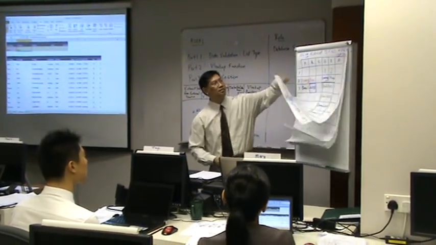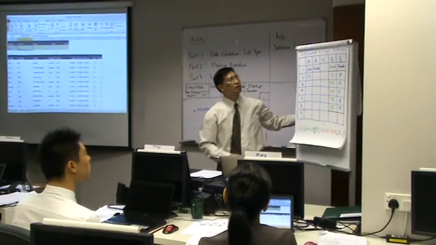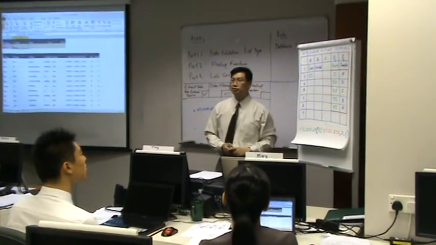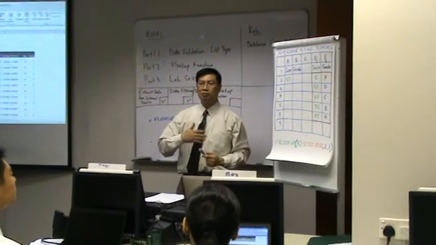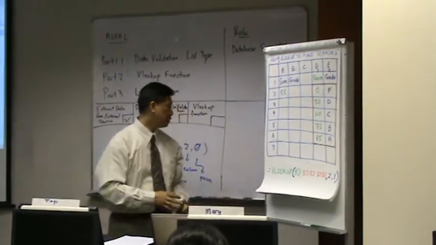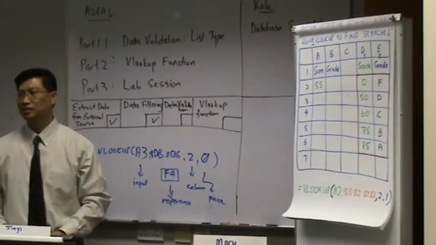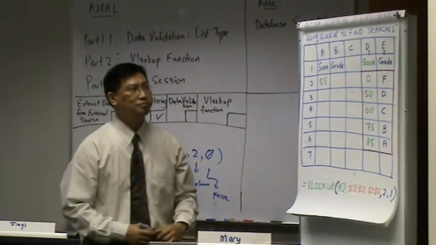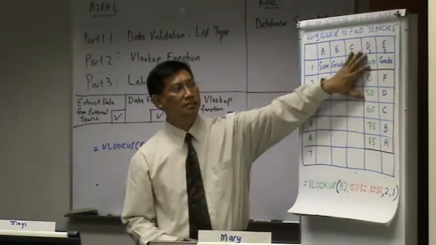Now we take a look at another scenario. You'll find that you can also make use of VLOOKUP to find searches. The earlier part was a direct match. So that's why you specify false. Now let's take a look at the scenario where it's not a direct match.